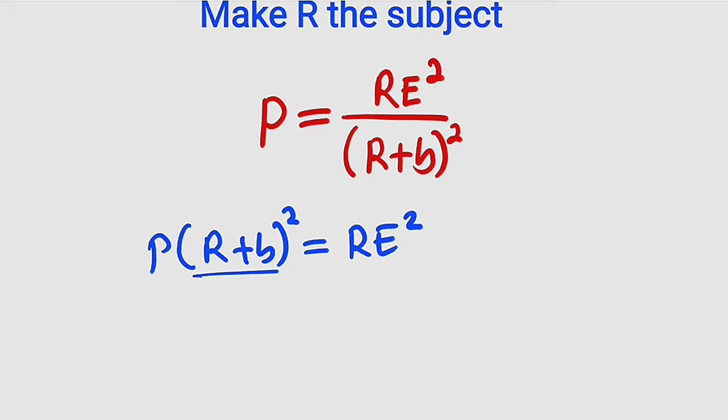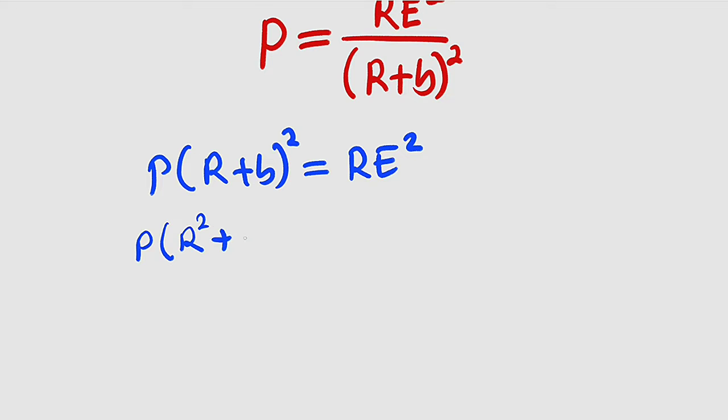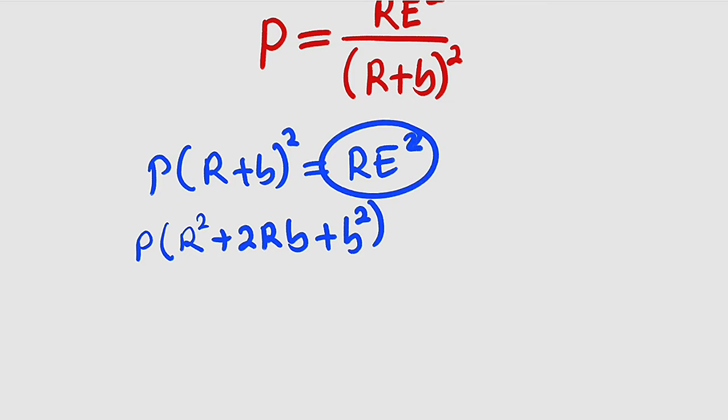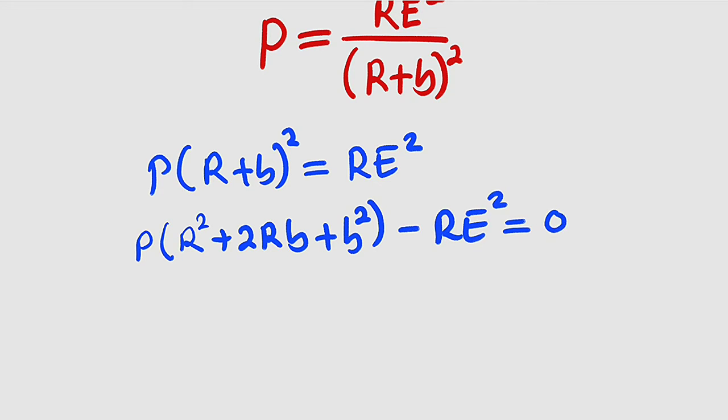Then let us expand this. This is binomial (R plus B) squared. That will be first term squared, then plus 2 multiplied by the first term multiplied by the second term, then plus second term squared, that is B squared. And we can take this one to the left. It becomes negative RE squared, and everything will be equal to 0.